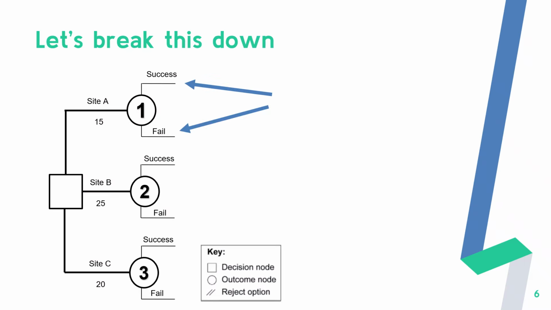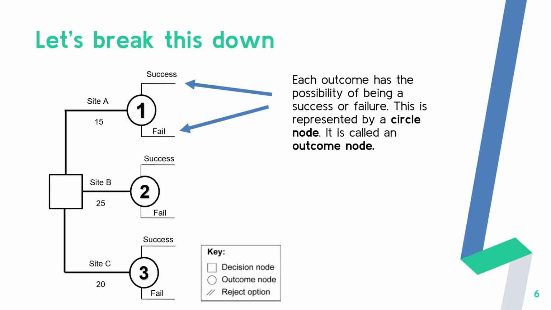Next up, we are going to put in our probabilities, the outcome of each one happening. So first up, you need to draw a circle. As you can see here, I've numbered them 1, 2, and 3. This is just to help make my calculations clear later on, which you'll see very soon. The circle node is called an outcome node. You can see the key down here below, and I'll talk about that more in just a second.